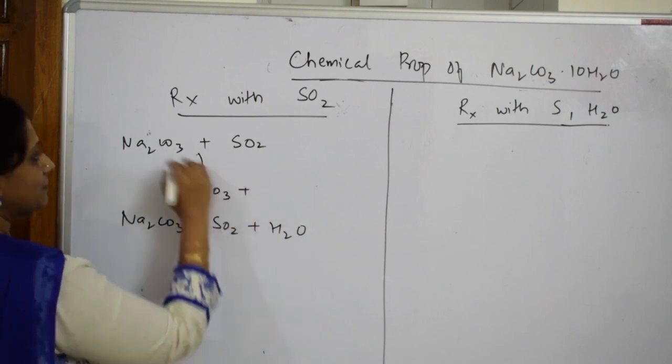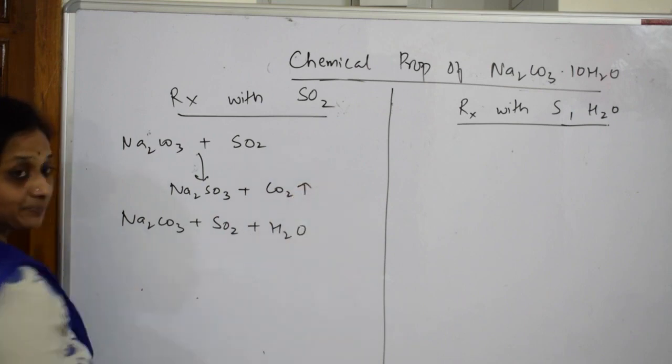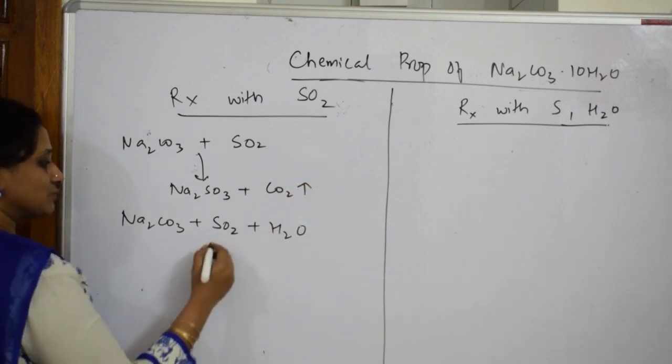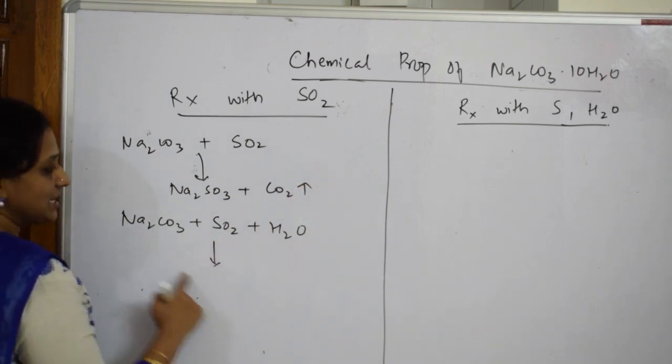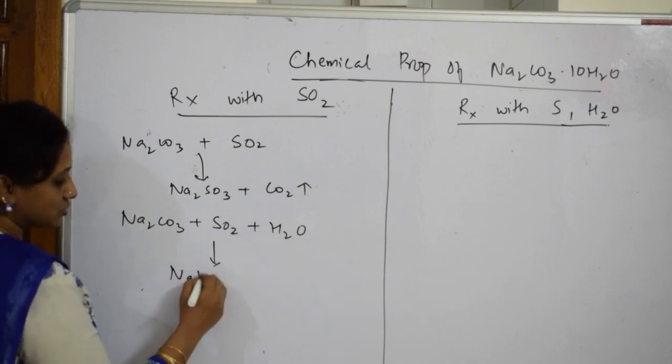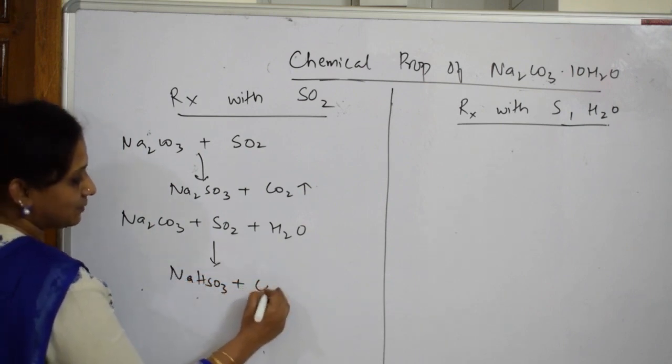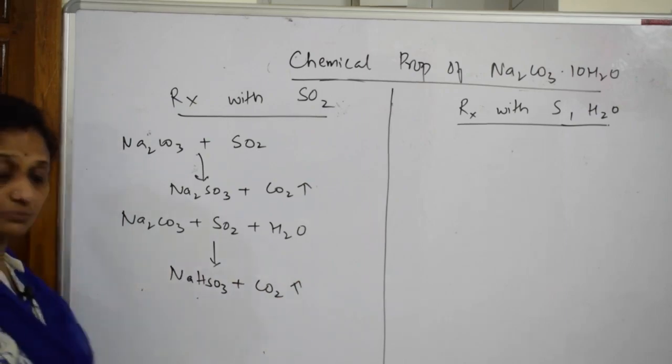Na2SO3 plus carbon dioxide. This is what you get. Now if you have water in this, the product formed is NaHSO3, sodium bisulfite, plus carbon dioxide. This is what is important, which you should remember, right?